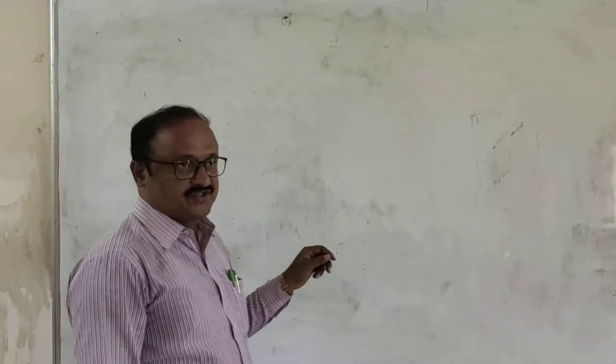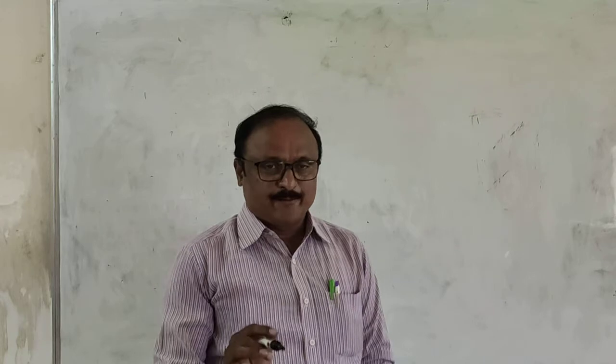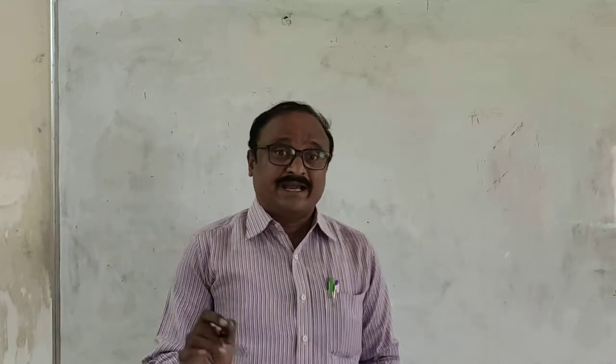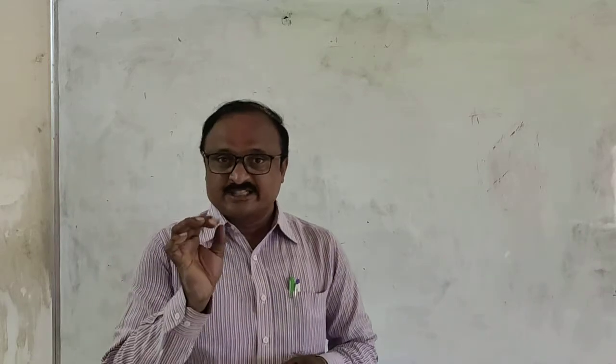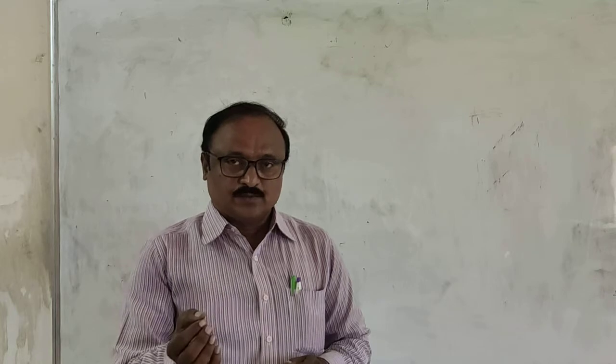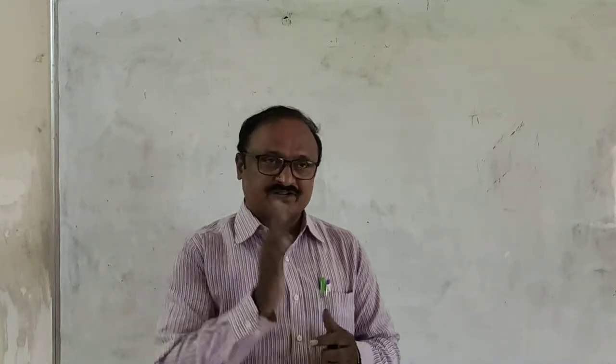Okay, my dear students, the last topic in the chapter of nuclei is pair production and annihilation. What is meant by pair production? What is meant by annihilation? Pair production means the splitting of a gamma ray photon into an electron and a positron.